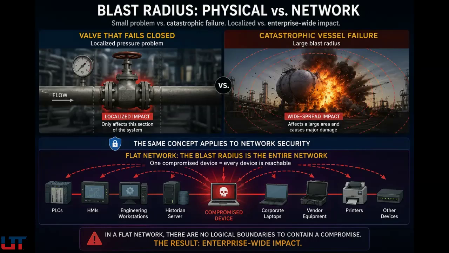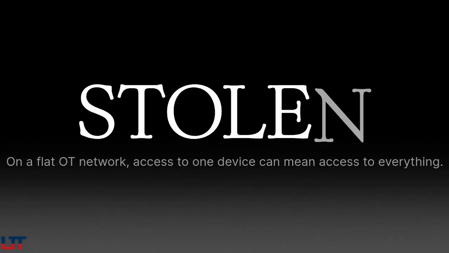On a flat network, the blast radius of any compromise is the entire network. One compromised device means every device is reachable. One set of stolen credentials means access to everything. There's no inherent reason why a compromised corporate laptop should affect a PLC on a production line 3 buildings away. But on a flat network, that's exactly what can happen.